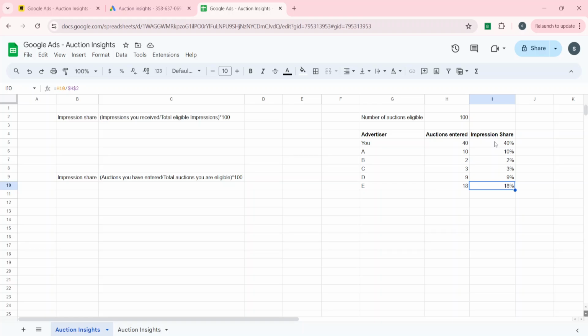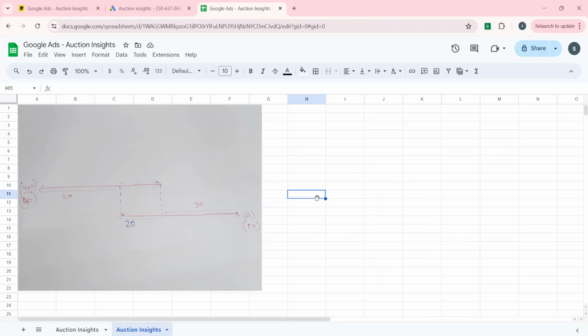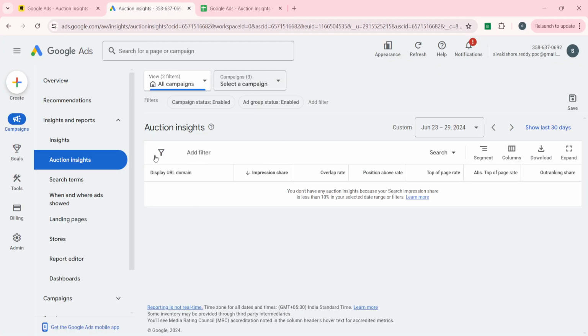Okay, let's take another case study so that you will understand it very clearly. From this case study onwards, we will try to link all the other metrics. So assume that you have entered into 40 auctions. Again, I am telling you, 'you' means the client you are handling, whatever client you are seeing. Suppose this is the account I am seeing. Here 'you' means this account.